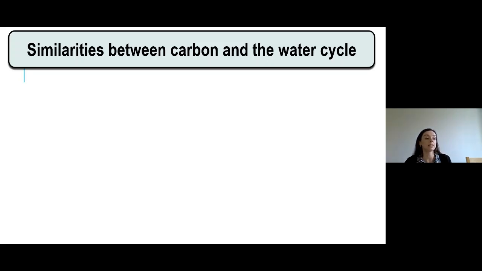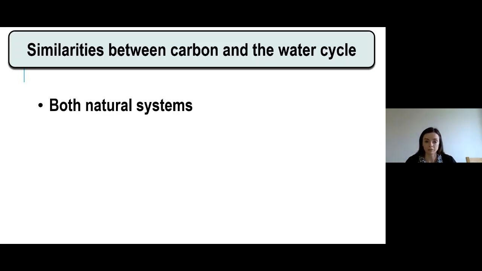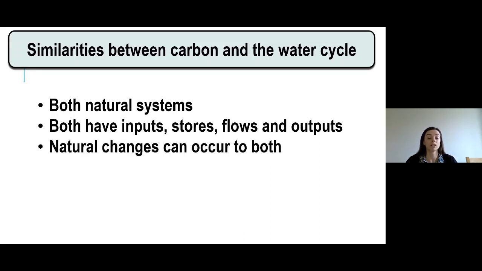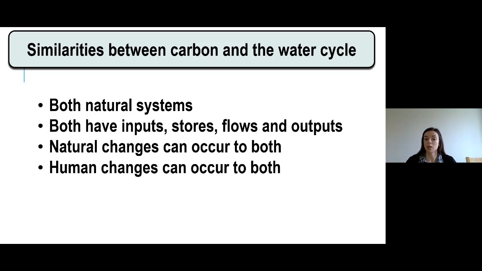So what is the similarity? What are the similarities between the carbon and water cycle? Well, both are natural systems. Both have inputs, stores, flows and outputs. Natural changes can occur to both. Human or anthropogenic changes can occur to both.